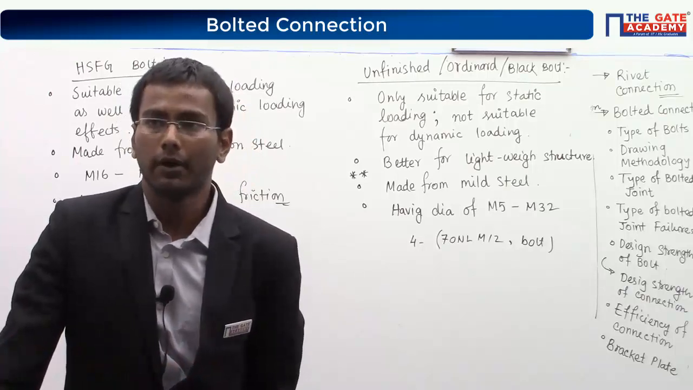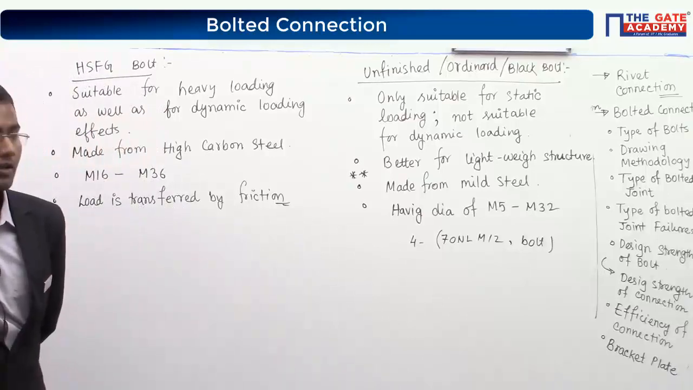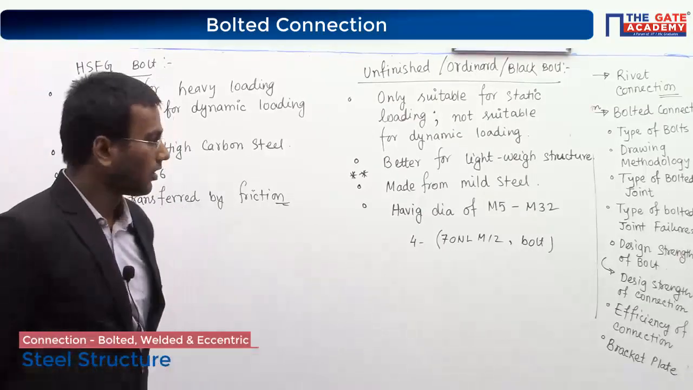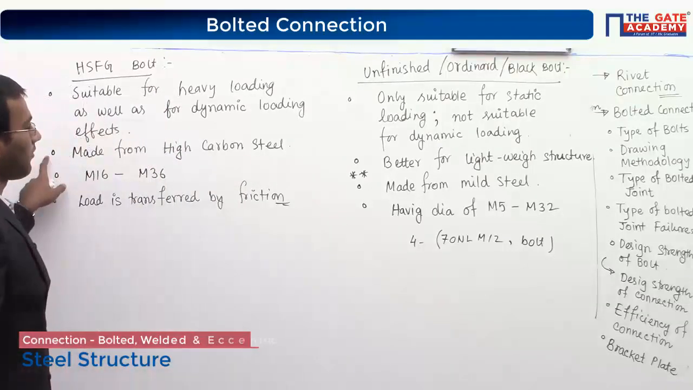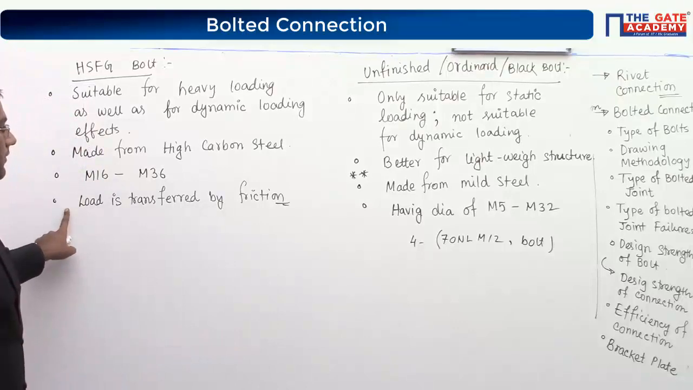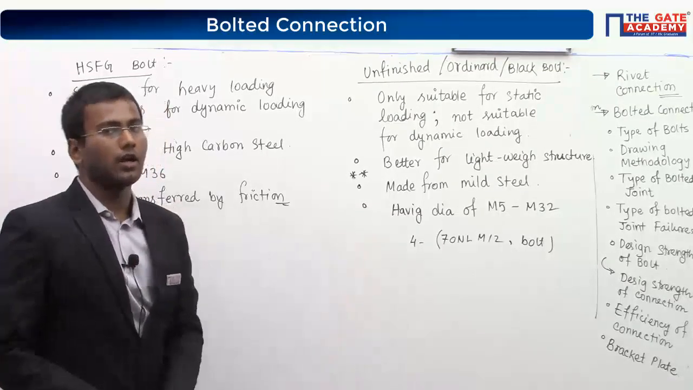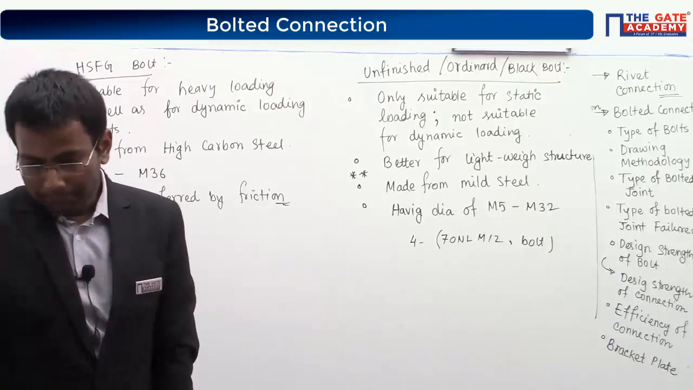Is it done, everyone? Okay. So this is important, made from high carbon steel. Load is transferred by friction, important. Here load is transferred by bearing and shearing, also important. Alright, so write down.